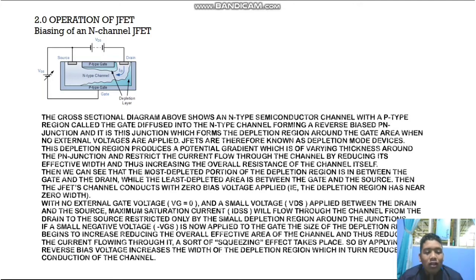If a small negative voltage, or negative VGS, is now applied to the gate, the size of the depletion region begins to increase, reducing the overall effective area of the channel and thus reducing the current flowing through it. A sort of squeezing effect takes place, so applying the reverse bias voltage increases the width of the depletion region, which in turn reduces the conduction of the channel.